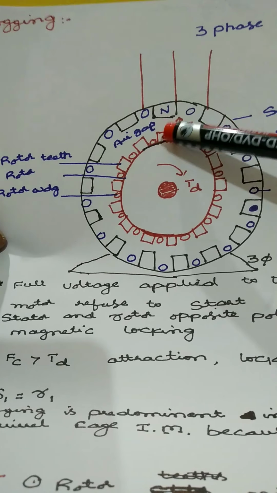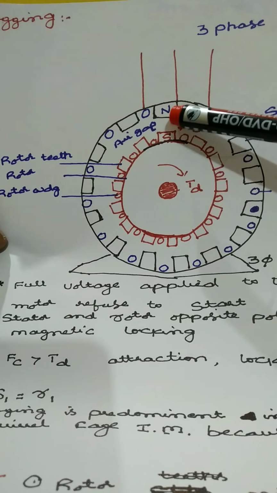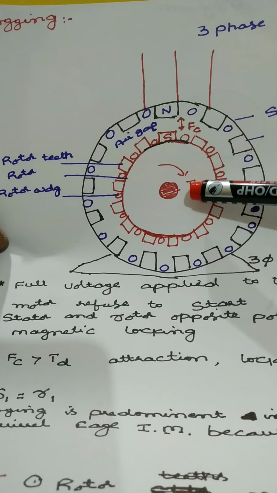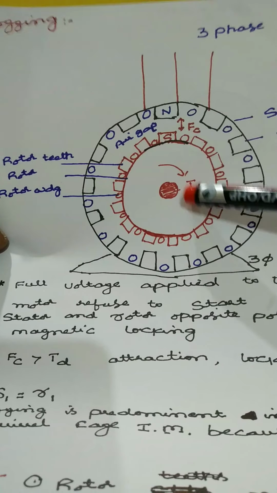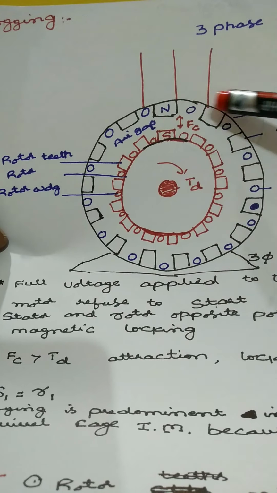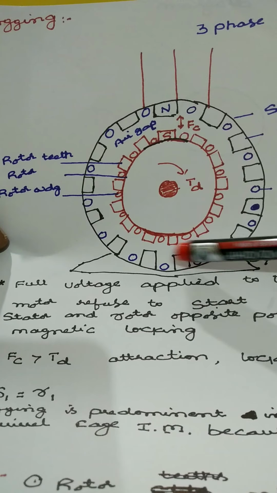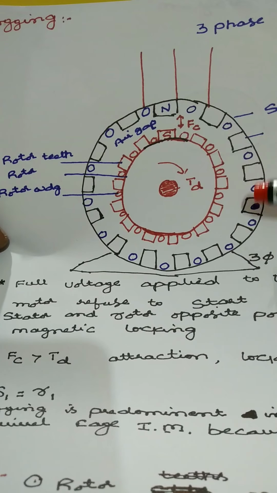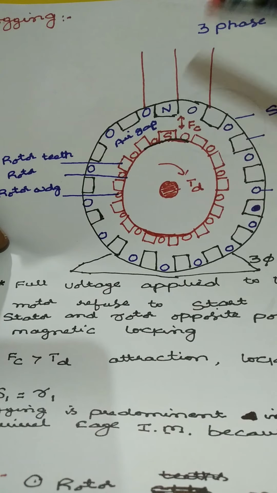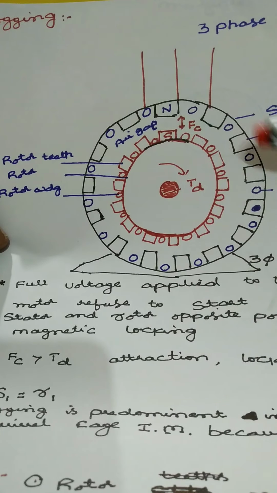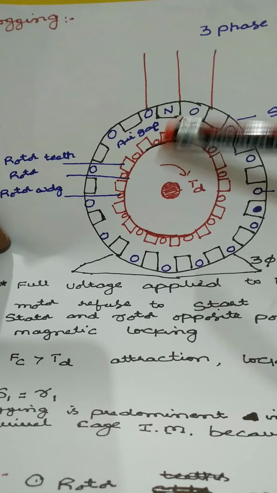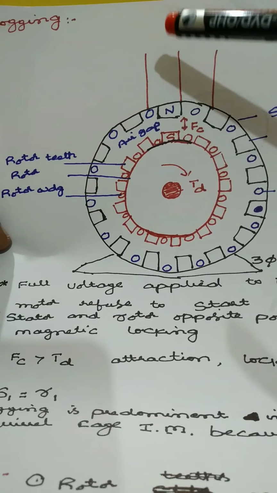So this is the force of attraction between stator and rotor, and this is the torque developed. Whenever FC is greater than TD, locking will take place. This is the phenomenon we call cogging. Sometimes it will happen even if you give three-phase supply and full voltage is applied to the induction motor. The induction motor refuses to start due to this magnetic locking, which we call the cogging phenomenon.